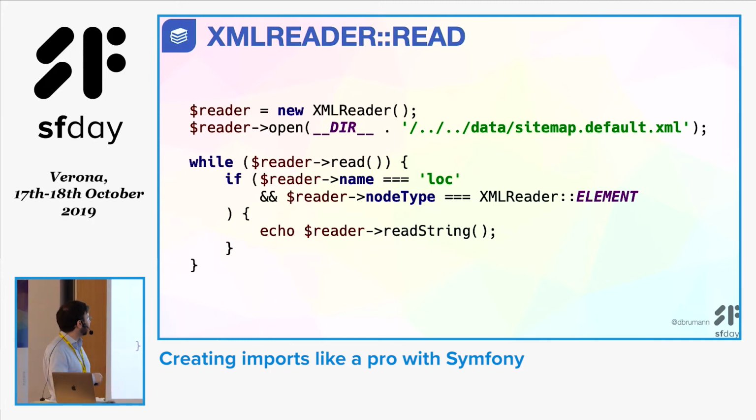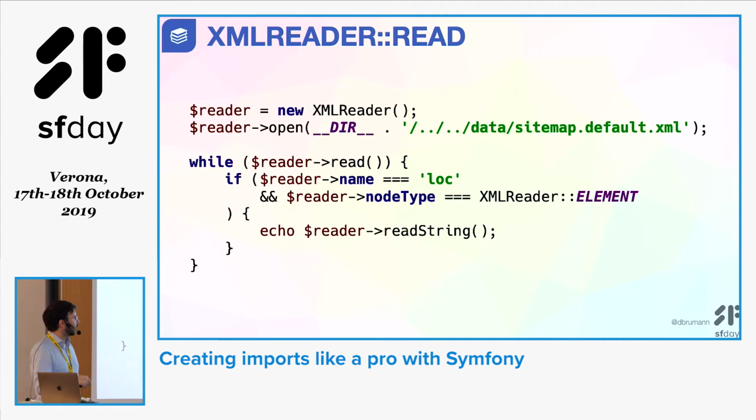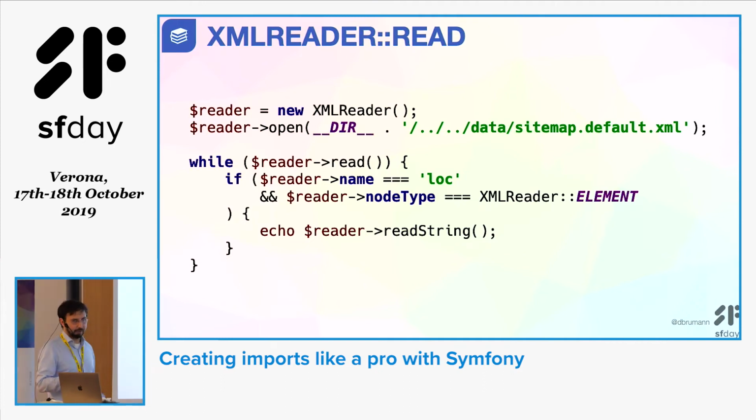And with each chunk, I check what kind of node type it is. Is it an XML element, and does it have the name loc? If so, then I just read the string, and it will give out the URL. Obviously, this is a very naive and simple example.